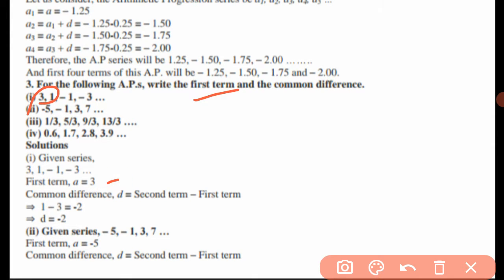Now finding common difference. So common difference will be a2 minus a1. So here a2 minus a1 will be 1 minus 3. So 1 minus 3 will be minus 2. So here d will be equals to minus 2.